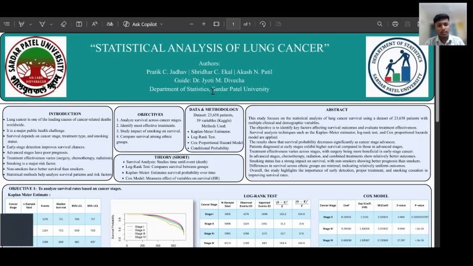So we have four objectives. The first objective is to analyze survival across cancer stages. Second is to identify the most effective treatments. Third is to study the impact of smoking on survival. And fourth is to compare survival among ethnic groups.